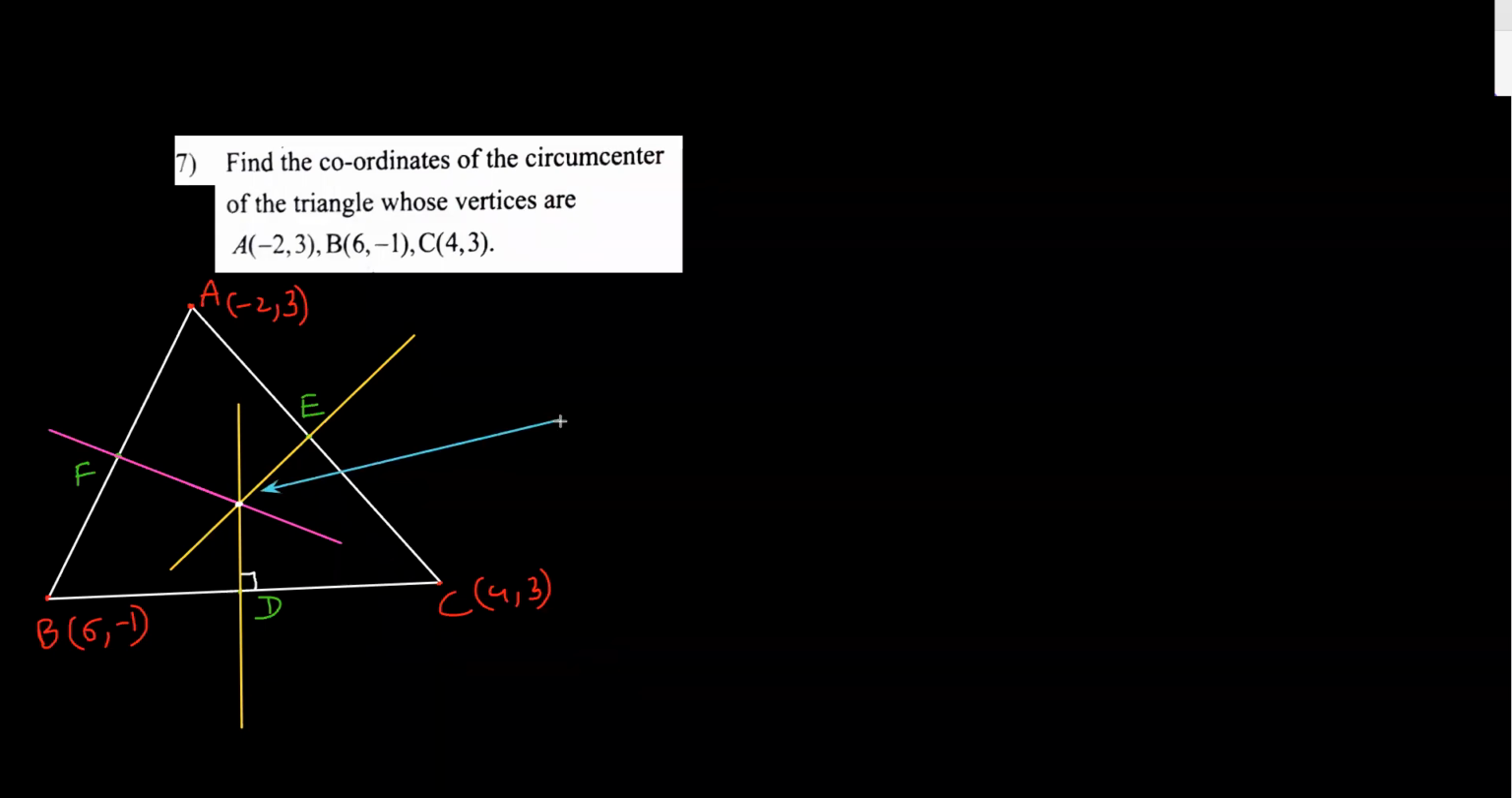This point is the circumcenter of triangle ABC, which is the point of intersection of perpendicular bisectors of the sides of the triangle. Now see, the third perpendicular bisector is not required. Two are enough, because the two perpendicular bisectors will define the circumcenter. They will intersect. So let us call this point P.